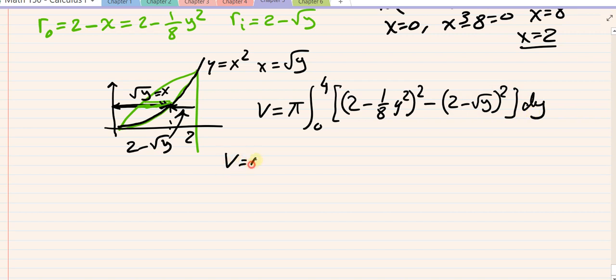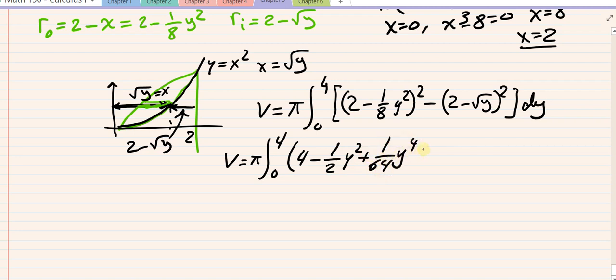Now the volume is pi, integral from 0 to 4. Square the binomial: I get 4 minus 2 times 2 times 1/8, that's 1/2 y squared, plus 1/64 y to the 4th, minus the square of the binomial, which is 4 minus twice first by second, 4 root y, plus root y squared, which is just y. And there is dy.